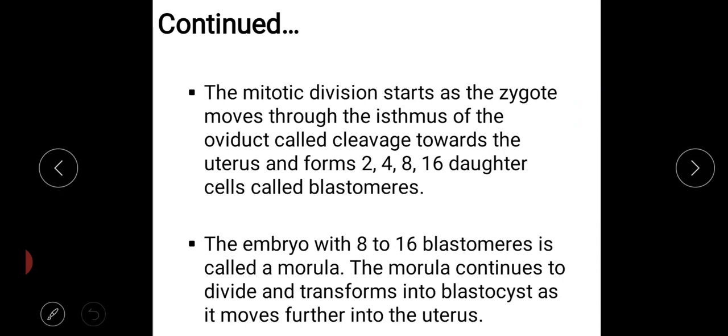The division starts as the zygote moves through the isthmus. Isthmus is the part of the oviduct I have discussed earlier, and the cleavage starts over here, that is 2, 4, 8, 16. First the zygote, then 2, then 4, then 8, then 16. This 16-cell stage is known as what? This is known as morula. And then this morula further multiplies and transforms into a blastocyst.